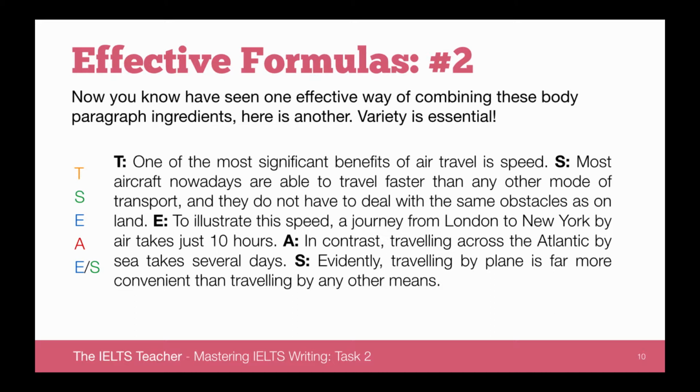Now the alternative is where we look at the opposite or the contrast to further support our point. How can we show how fast air travel is? Well, we can contrast it with a slower form of transport like boat. So, in contrast, traveling across the Atlantic by sea takes several days. So, very clear contrast. And support that a little bit more, maybe a result: evidently, traveling by plane is far more convenient than traveling by any other means.